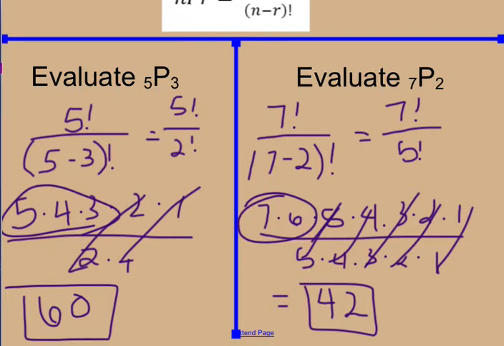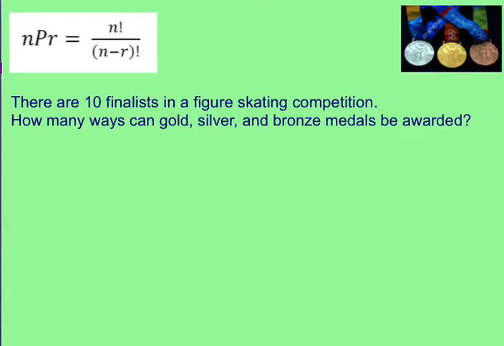Now let's start applying that to some word problems. So here it says that there are 10 finalists in a figure skating competition. How many ways can gold, silver, and bronze medals be awarded? So let's think about this scenario. The order does matter. For sure, a bronze medal is different than getting a gold medal, so it does matter the order in which you receive them. So we have 10 finalists that could potentially receive the award, but only 3 of them are going to actually receive it. Again, that 10 needs to go on the left-hand side.